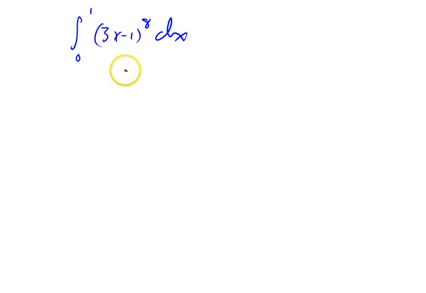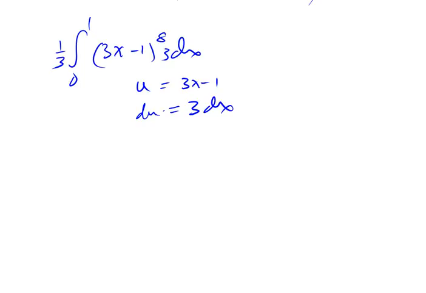I'm going to let U be the stuff inside, 3x minus 1. And so then du is 3 dx. So I'm going to throw a 3 in and take a 1/3 out.